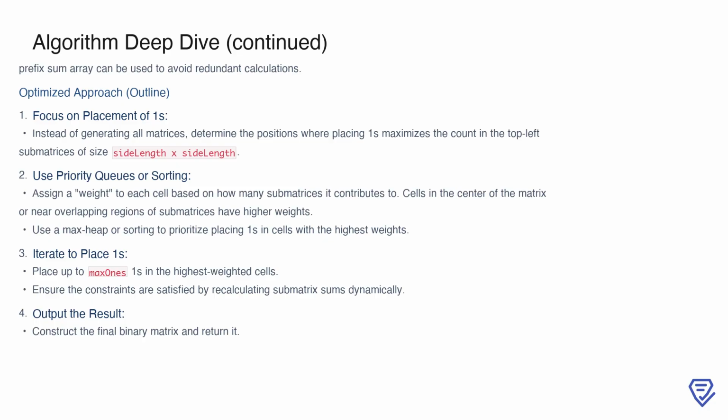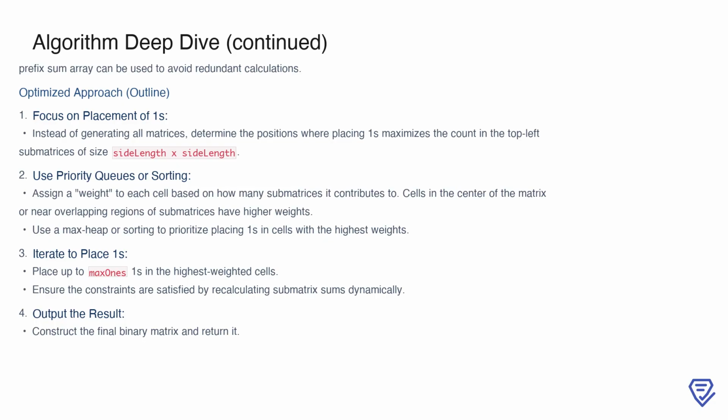To achieve this, we assign a weight to each cell based on how many submatrices it contributes to. Cells that are central or located in overlapping regions of submatrices typically have higher weights. Using a max heap or sorting mechanism, we prioritize placing ones in the cells with the highest weights. After determining the priority of cells, we iteratively place up to maxOnes ones in the top weighted positions.